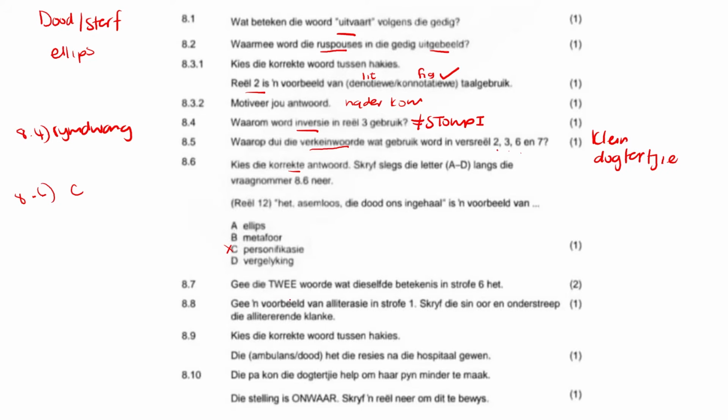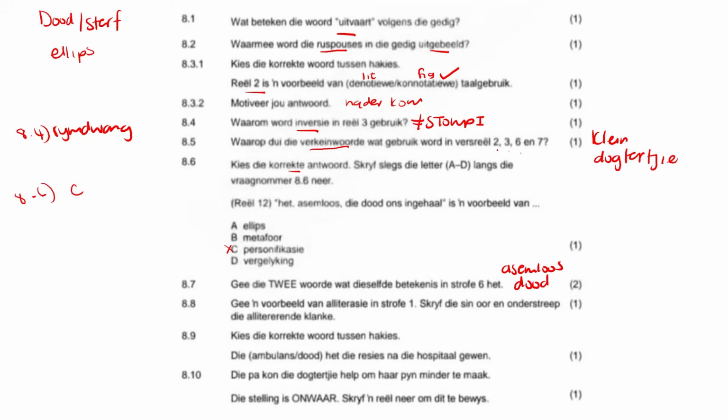8.7. Gee 2 woorde wat dieselfde betekenis in strofe 6 het. So give 2 words that mean the same in stanza 6. And those 2 words are asemloos and dood. Because when you're dead, you're breathless.